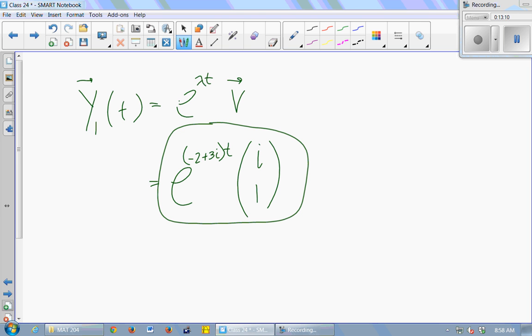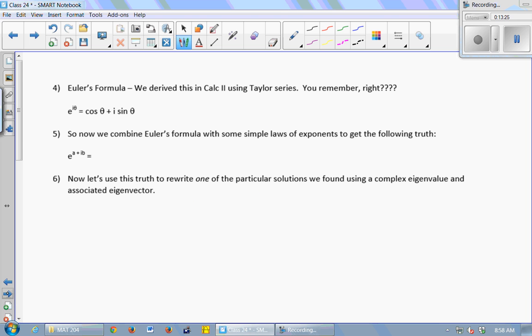Okay, so this is a little weird though. We've got imaginary numbers floating around in our solution. What we really would like is real solutions, because we have to be able to plot them in the xy plane, and we've got all these imaginary numbers. How do we do that? Okay, so that's where Euler's formula comes in.